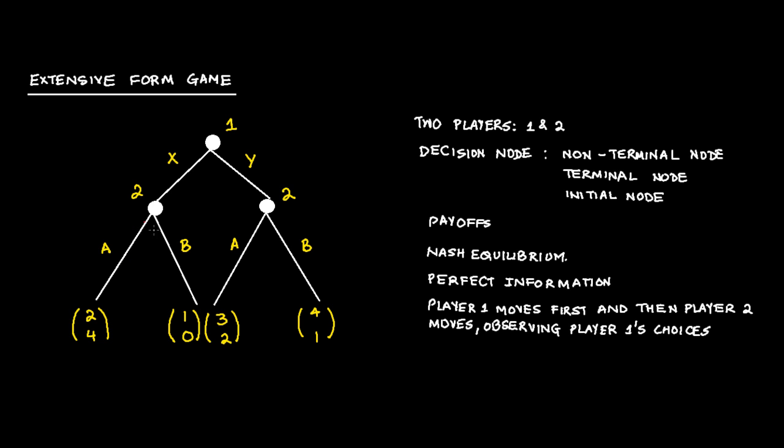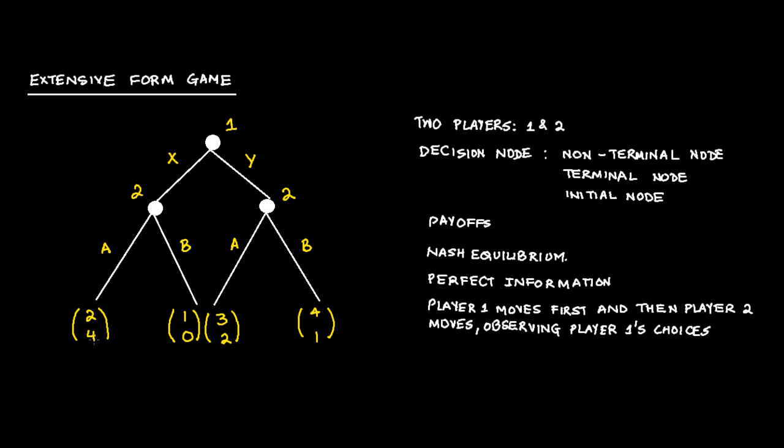But these nodes are terminal nodes. At these nodes, the game ends. Also, these are the payoffs of these players: 2, 4, 1, 0, 3, 2, 4, 1. The upper payoffs are for individual 1, these upper payoffs. And the lower payoffs are for individual 2, that is, player 2.